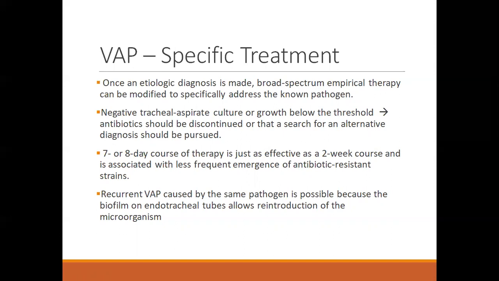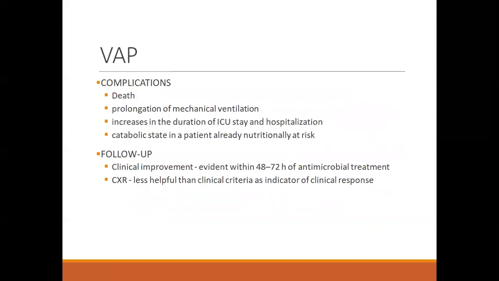Recurrent ventilator-associated pneumonia caused by the same pathogen is possible because the biofilm on endotracheal tubes allows reintroduction of the microorganism. How about complications? You have death, prolonged mechanical ventilatory support, increased hospital stay, especially in the ICU, and a catabolic state in a patient who is already nutritionally at risk.